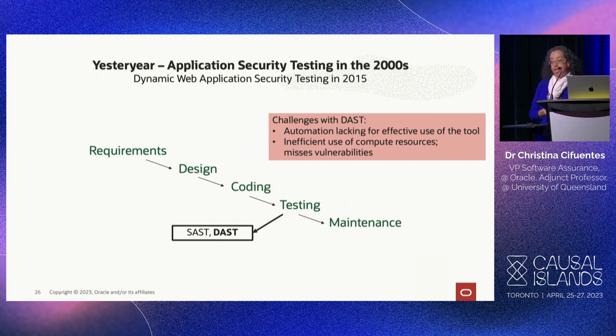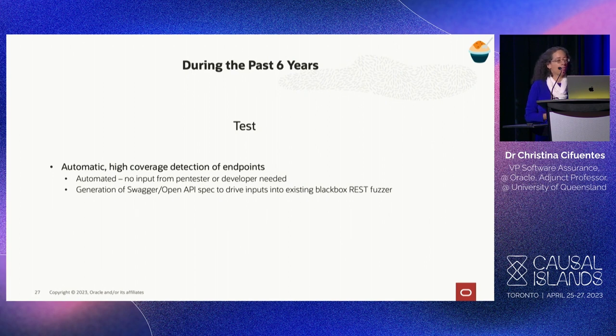What were some of the challenges that we were seeing back then? One, the fact that automation was really lacking to be able to use this type of technique effectively in a tool. And second, that there's a very inefficient use of compute resources. And if you're inefficient in your compute resources and you have a fixed amount of money and time and compute to run your fuzzer, of course you're going to be missing vulnerabilities because you run out of time to keep on running them, right? Now, DAST techniques do tend to run more as a testing type technique because of their overhead, right?